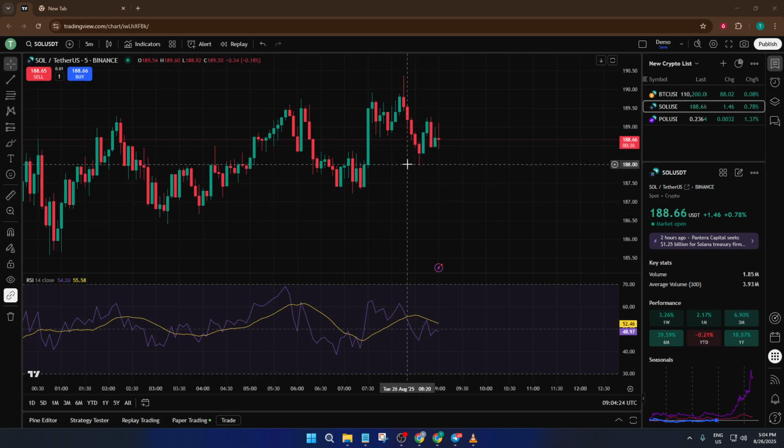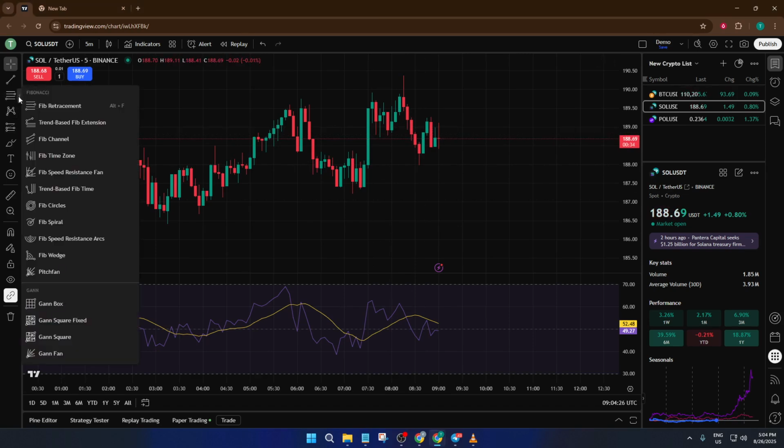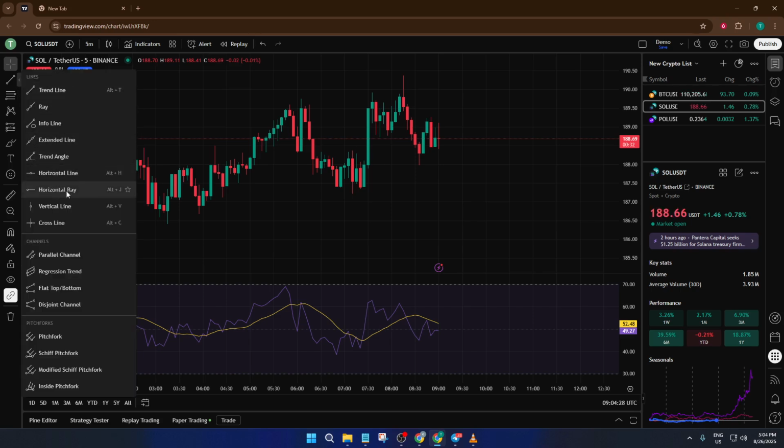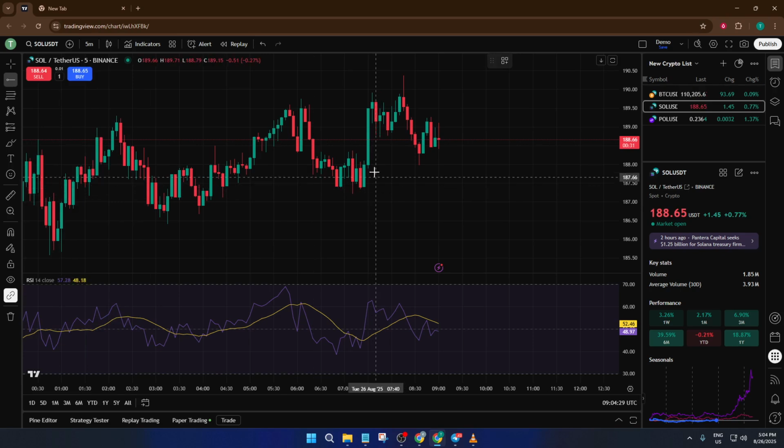The first step is to get the horizontal line tool on TradingView and set it onto your chart. You'll find this tool on the left-hand side toolbar. The icon looks like a simple straight line, and when you hover over it, it usually says horizontal line. Go ahead and click that.